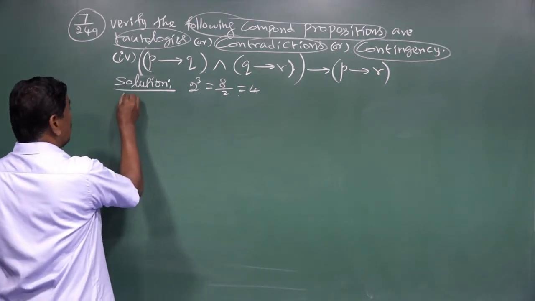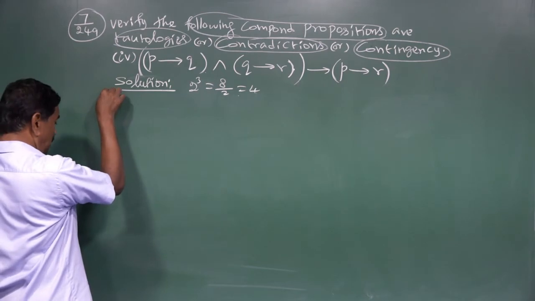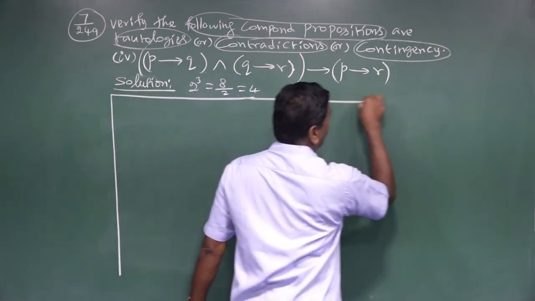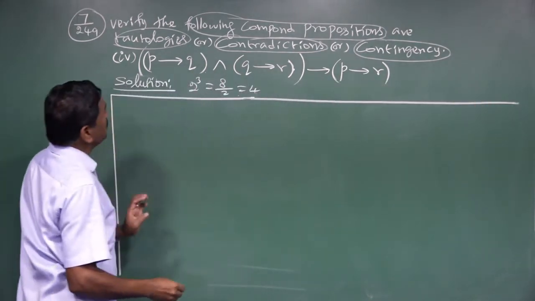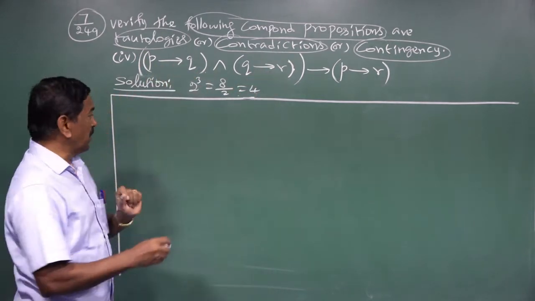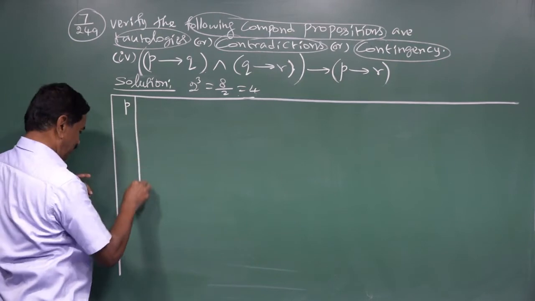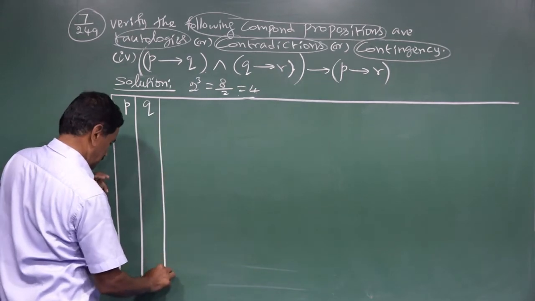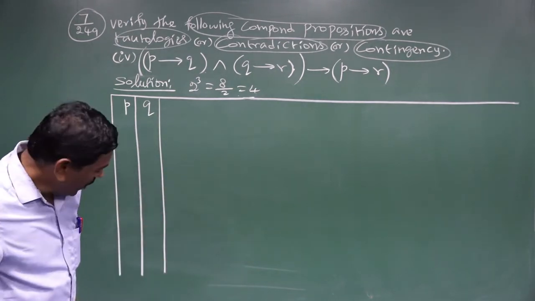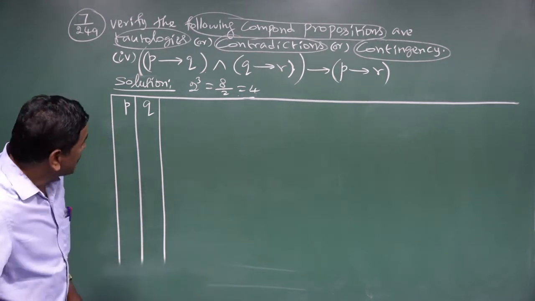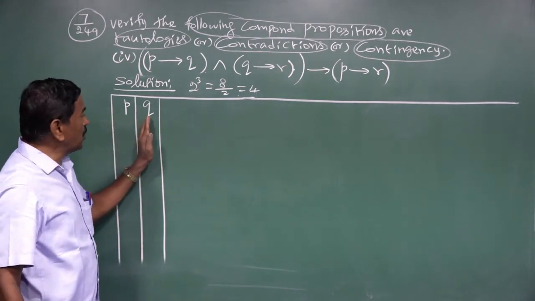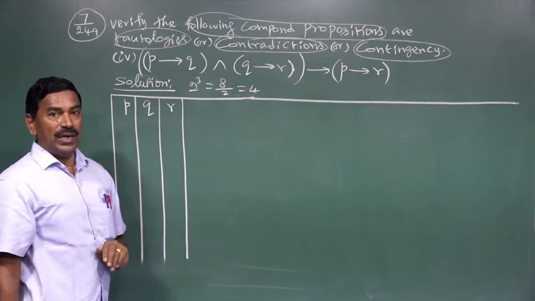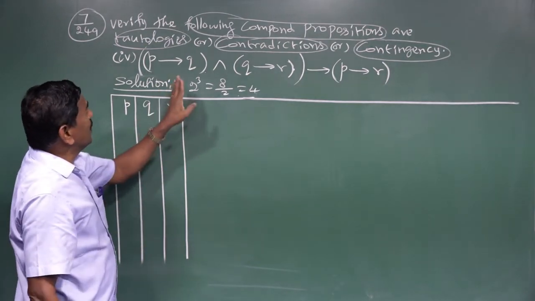Listen carefully. This sum is very simple, but you want to listen carefully. First, P, Q, R. There are three simple statements. Therefore, the first column is P. Next, the second column is Q. There is no place here, so that is why I write somewhat upwards. The next column is R. So there are three simple statements P, Q, R. P, Q, R completed.